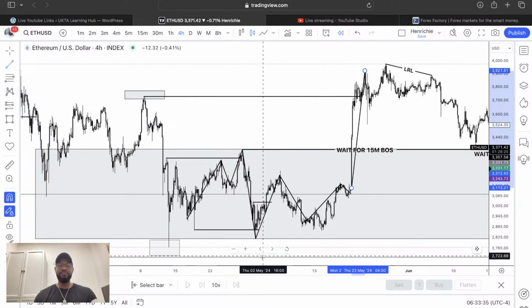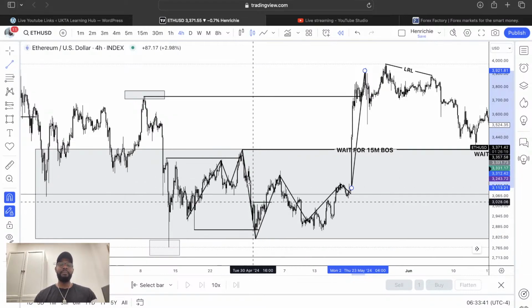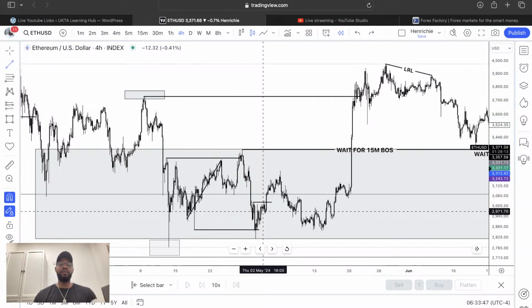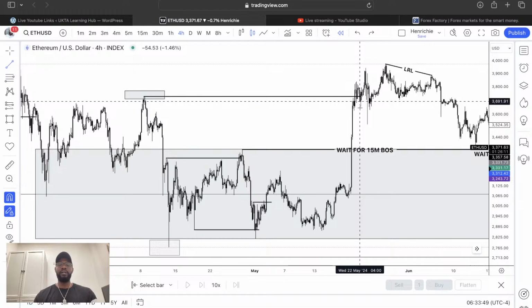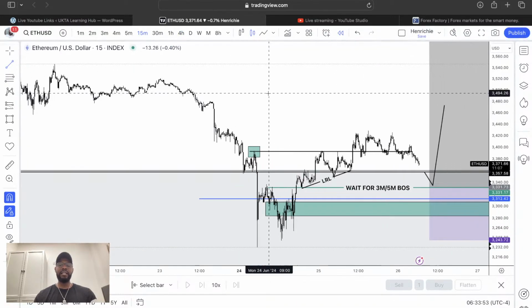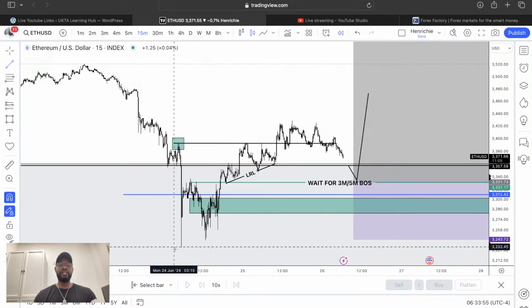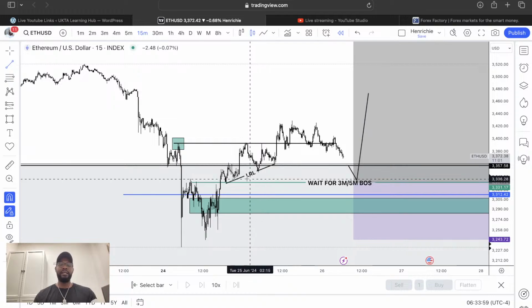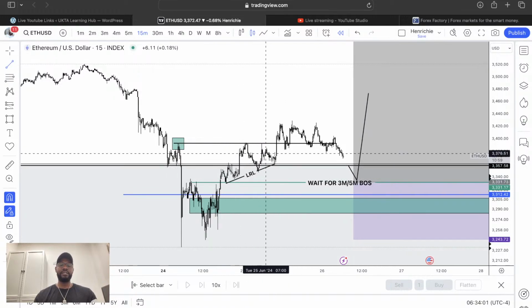So this massive push down right here is our point of interest. We want to see price mitigate this entire zone. The moment we see that mitigation, we're looking for a 15-minute shift in market structure to the upside. The moment we see that, we're looking for a potential entry into the marketplace. And if we go to the 15-minute time frame, you can see very clearly we created a high, created a low, we broke structure significantly right here, and look what we have right here: low resistance liquidity.